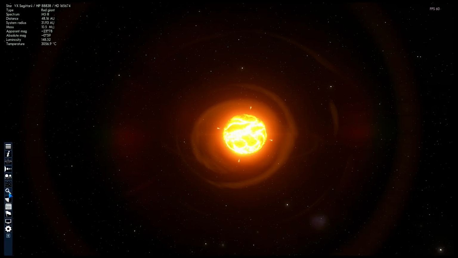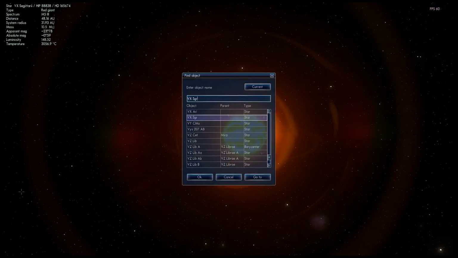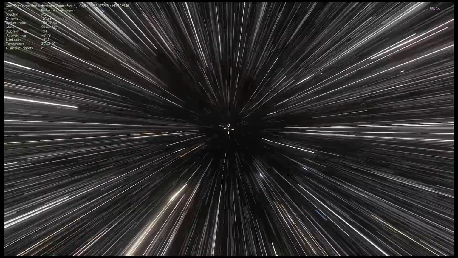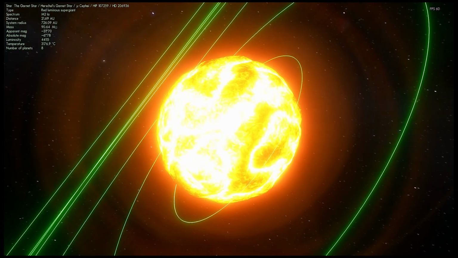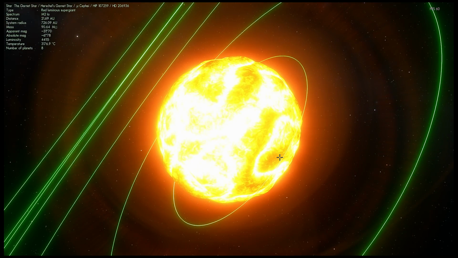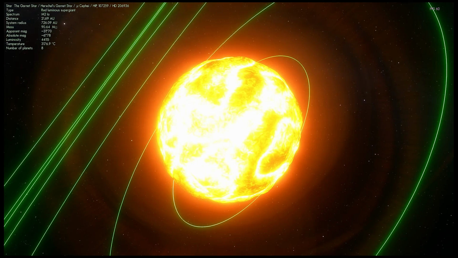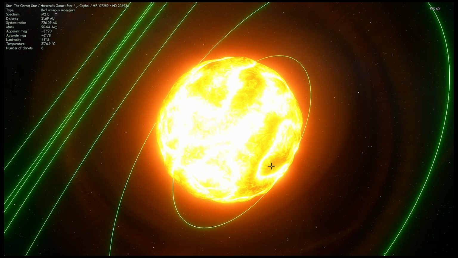Okay, next is HR 5171. And the next star I'm going to show you is a less known star by the name of the Garnet Star, also known as Herschel's Garnet Star, or Mu Cephei.